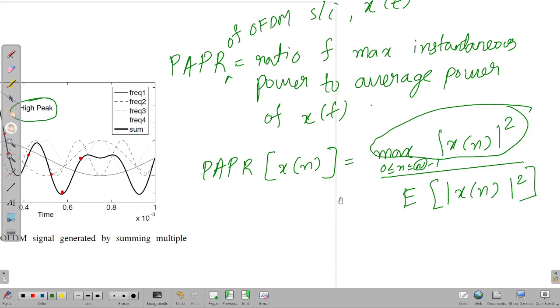So when I do like this, I have the maximum value of power, the sample with the maximum value of power here in the numerator, that is the peak value, and in the denominator I have the average value of the power of all the samples. So it is a peak to average power ratio, or PAPR.